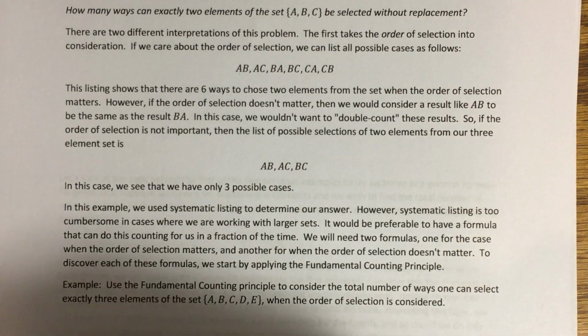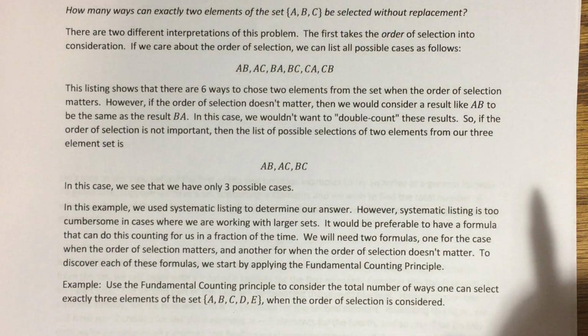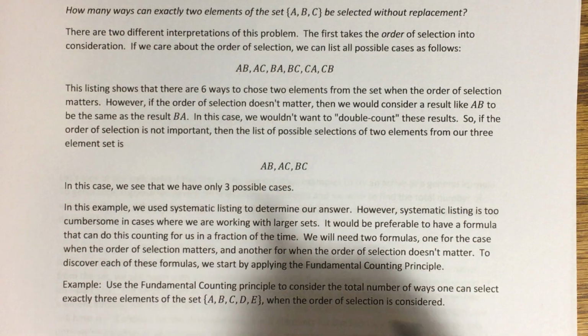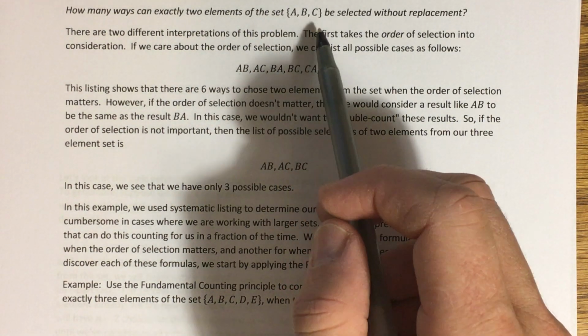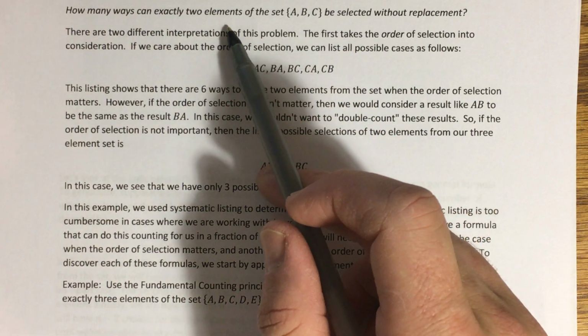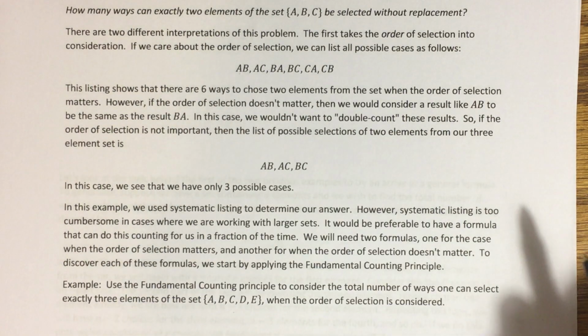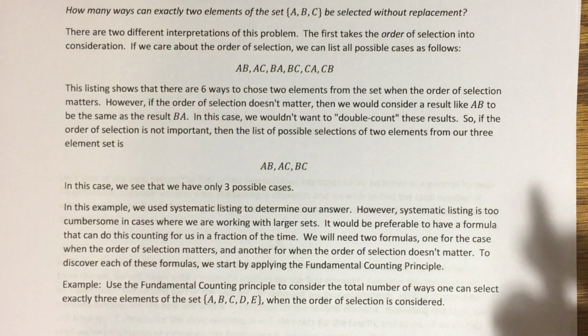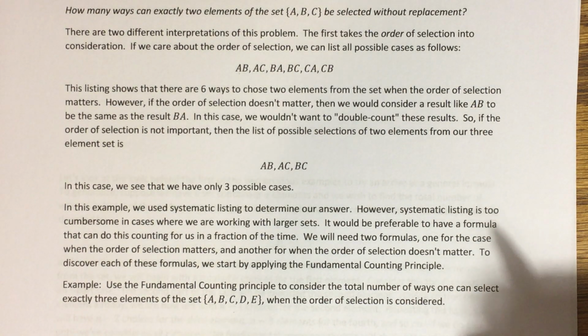So again, in this example we used systematic listing because the set was pretty small and the list wasn't that large. But it's not too difficult to see that if this set gets much larger, and if the number of elements that we're selecting changes, then trying to list all those possibilities can be very, very impractical. So what we want to do is see if there's a better way to approach a problem like this.